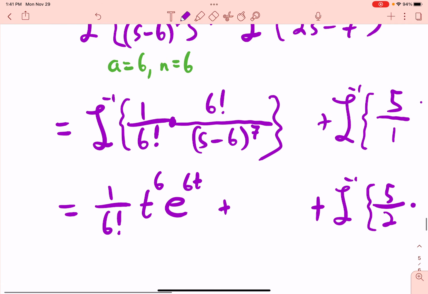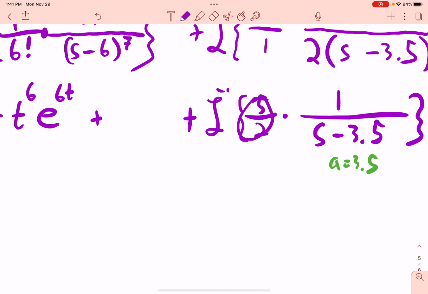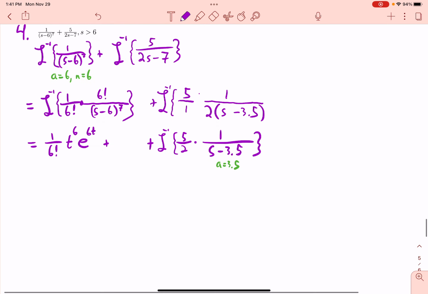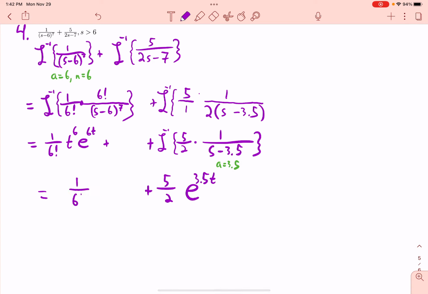We do, of course, have that fraction in the front, that one right there. And the nice thing is that that fraction is entirely made of constants, so it can just come out into the front. So this is 5 halves. And then we said that the inverse Laplace of 1 over s minus a is e to the 3.5 times t. Simplifying our first term, I will just leave this as 1 over 6 factorial times t to the 6 e to the 6 t.